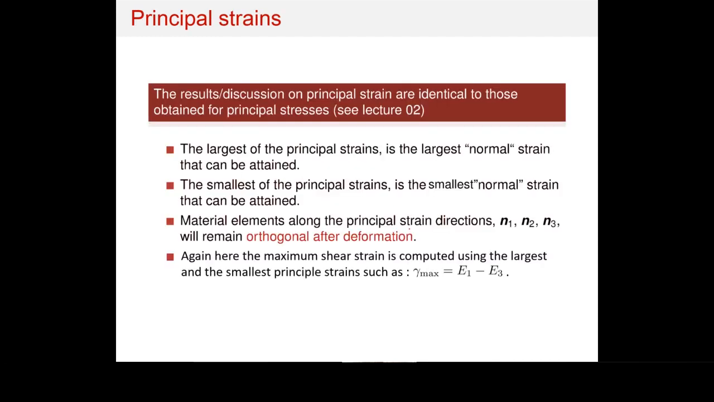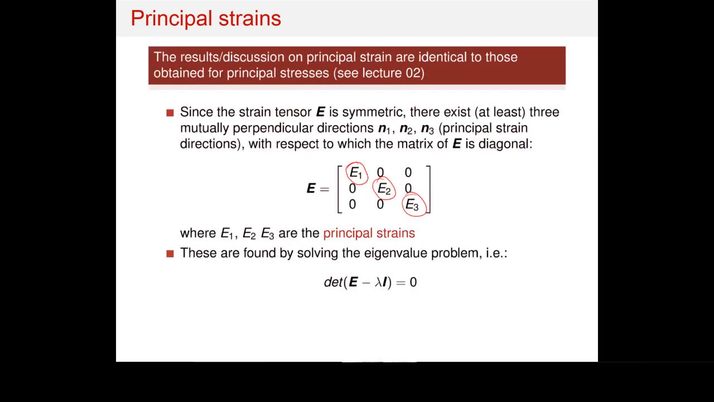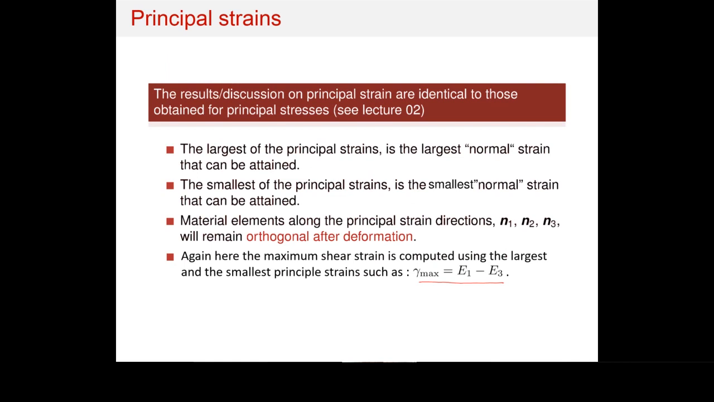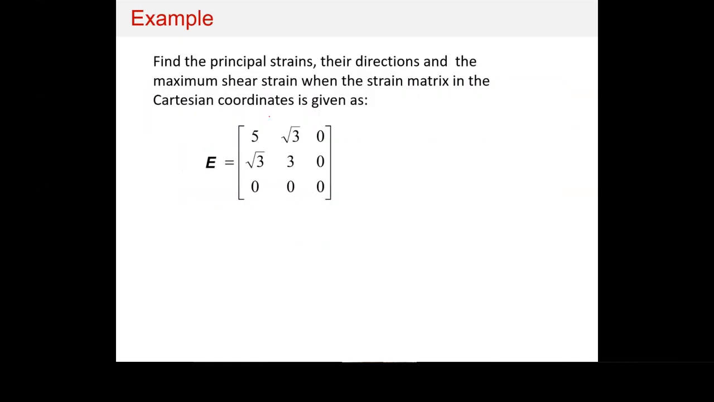And just like the maximum shear stress, the maximum shear strain in this case is going to be E1 minus E3. And remember that E1, E2, E3 are put in order. So the largest is E1, the smallest is E3, and E2 is the one in the middle. And the maximum is going to be E1 minus E3. So I will ask you for next week to solve this example. Once you solve it, come back, and then we are going to go through the solution together. And we try to finish the strains next week.